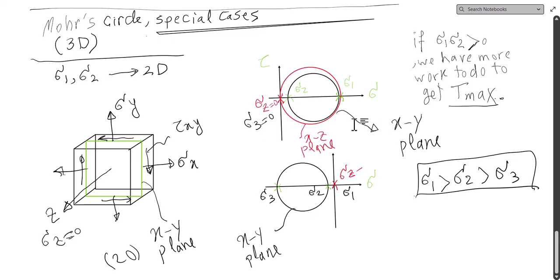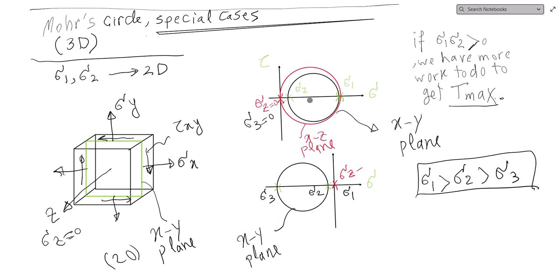So the point that I would like to emphasize here is that once you have your Mohr circle on one side of the tau axis, you have to pay attention to the special cases. And similarly here, I can draw a circle between sigma 3 and sigma 1. Now, why is this important?